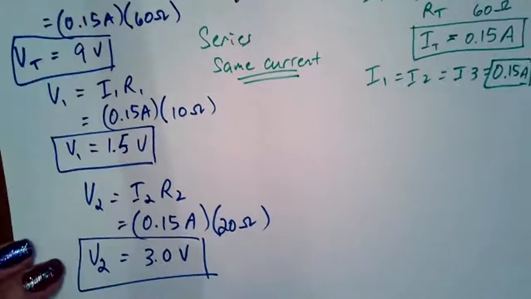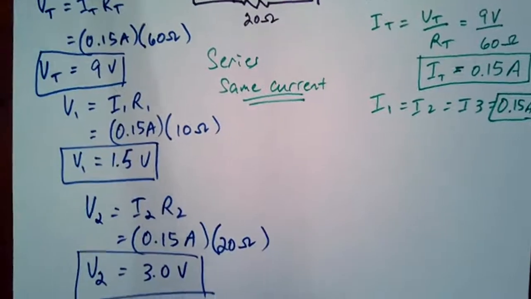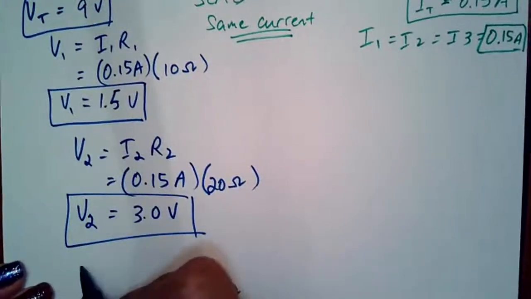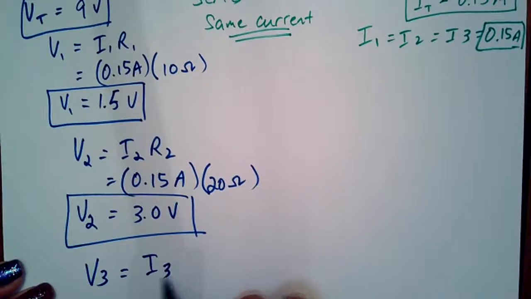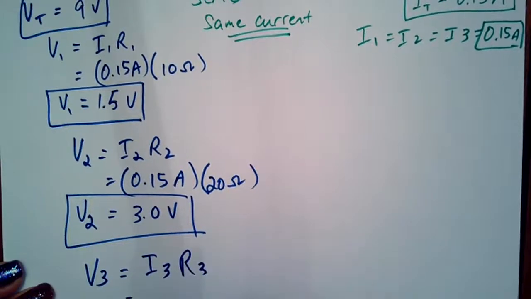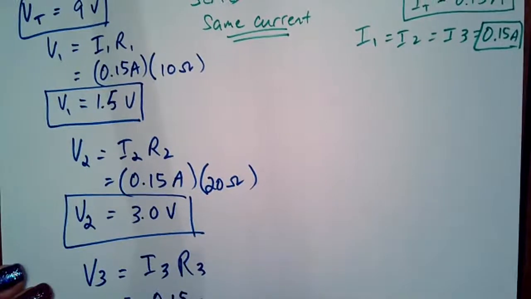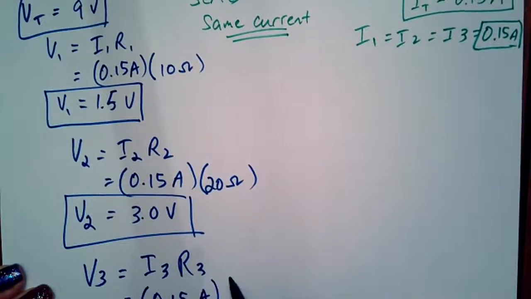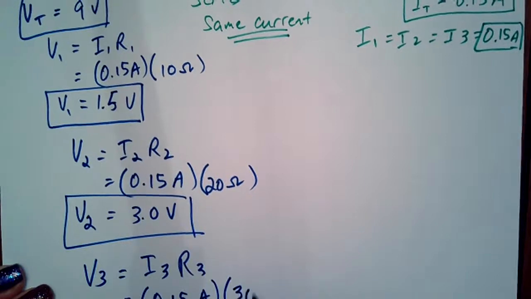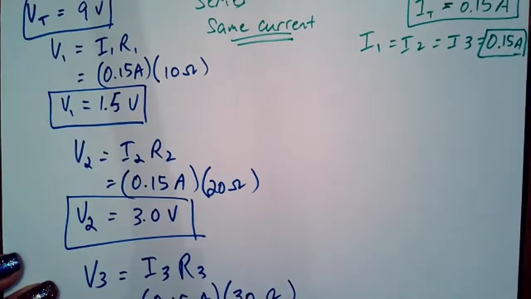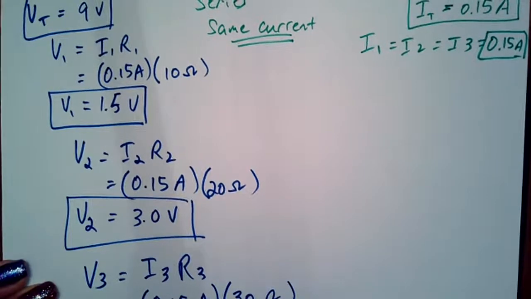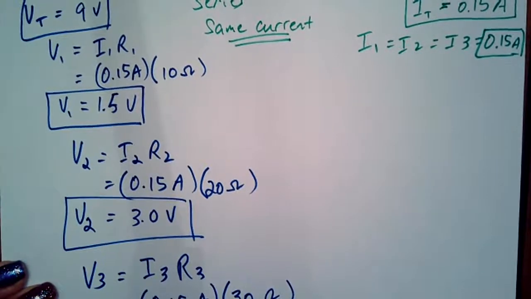Now let's just finish calculating the voltages here. V3 is I3 R3. The current is still 0.15 amps. R3 is the highest at 30 ohms, and this is going to get 4.5 volts for V3.